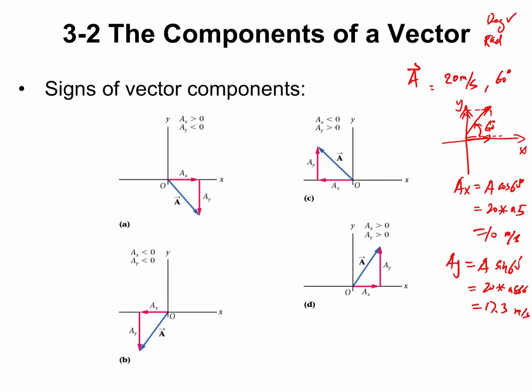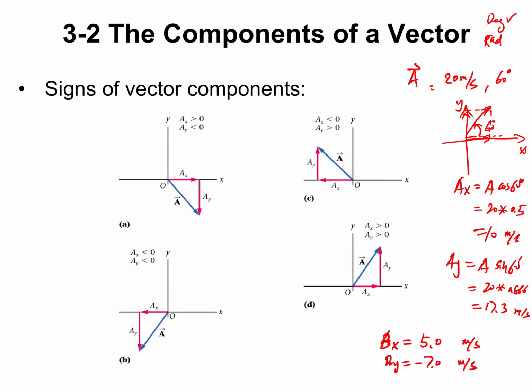I'll give you another example. So I know there is a vector, vector b, right? Bx equals 5.0 meters per second, right? By equals negative 7.0 meters per second. Okay, so what is the magnitude and the direction of this vector? All right, so we know its components, right?